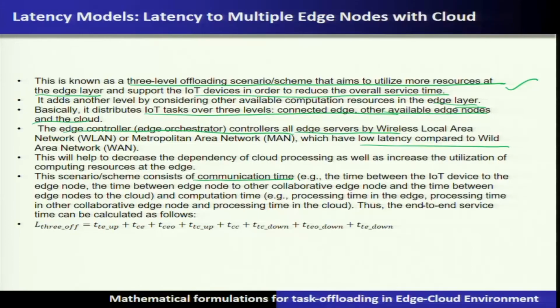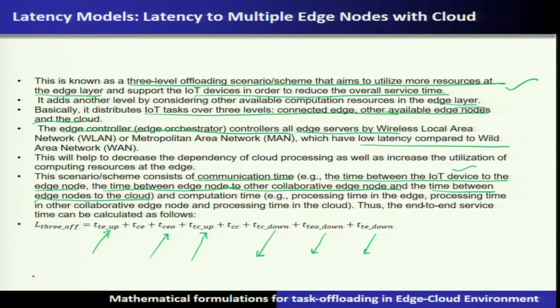Communication time consists of the time between the IoT devices and the edge nodes, the time between the edge node and the other collaborative edge nodes, and the time between the edge node and the cloud. So, this comprises the time between the IoT device and the edge nodes, then the time for other edge nodes, then the time for uploading to the cloud, and then the time to download from the cloud to the edge nodes or to the other edge nodes, and from other edge nodes downloading, and finally from the edge nodes downloading.